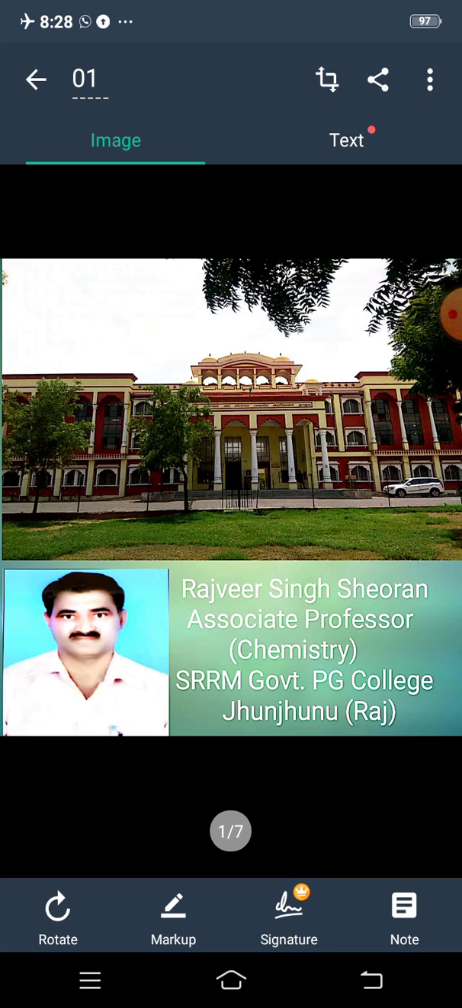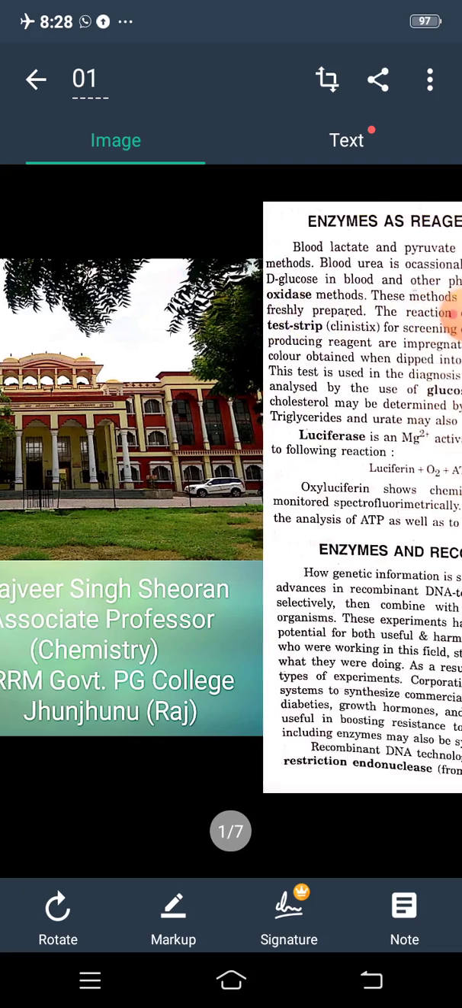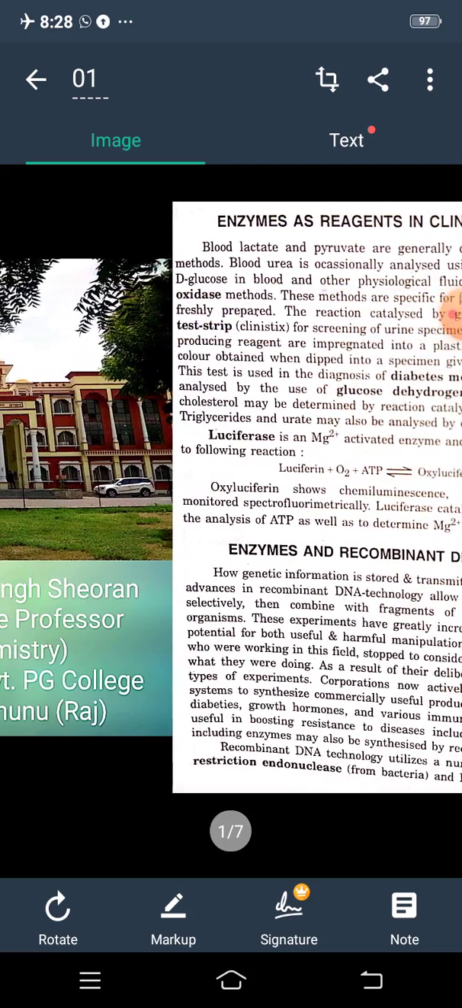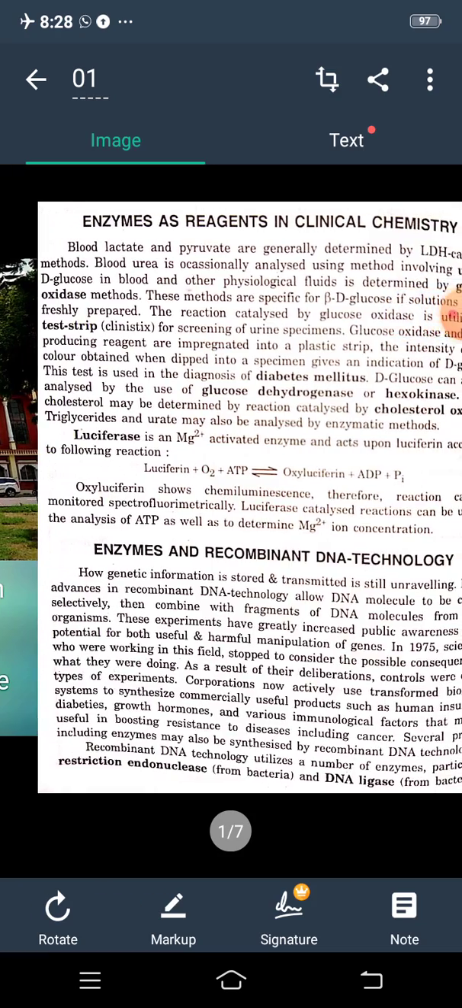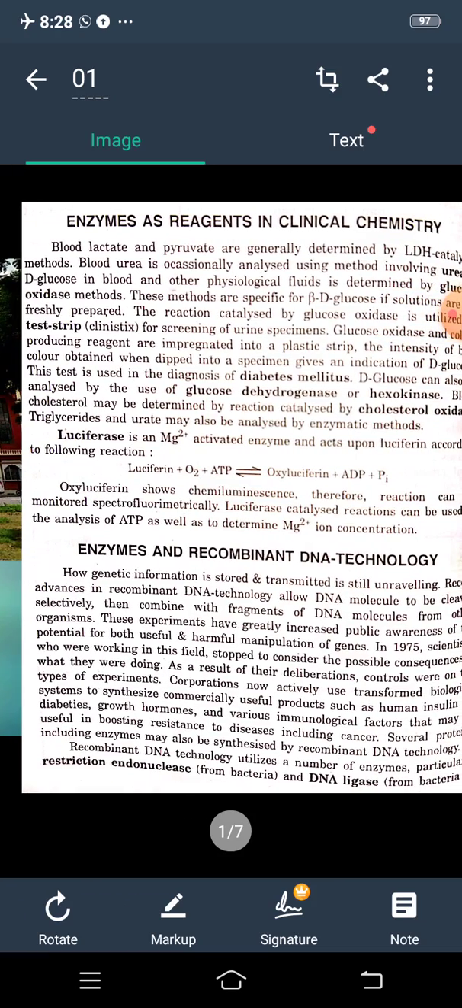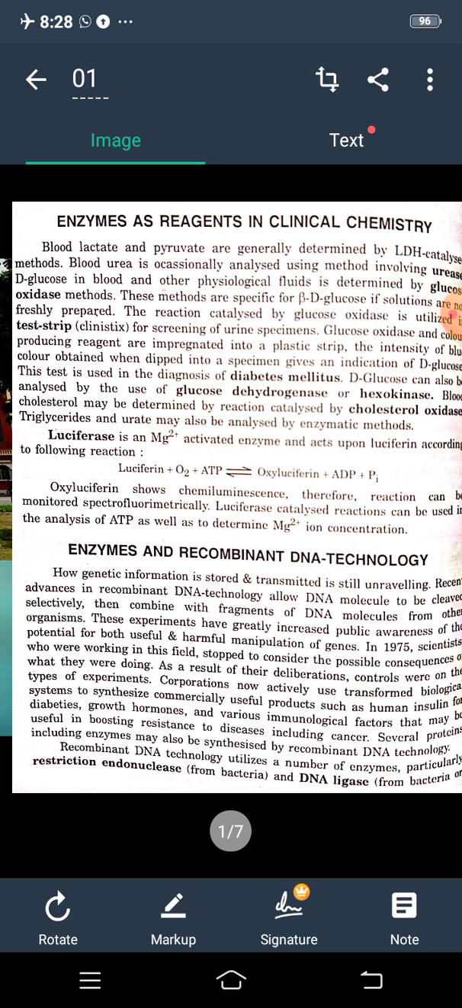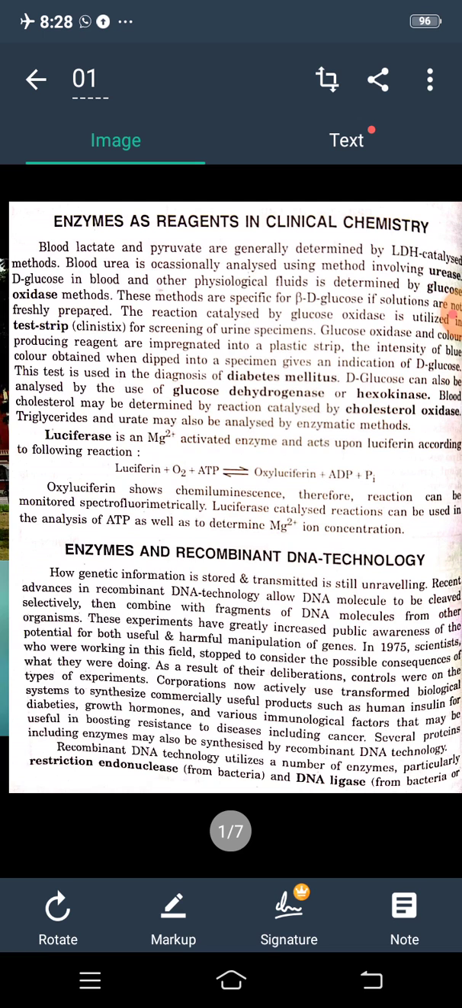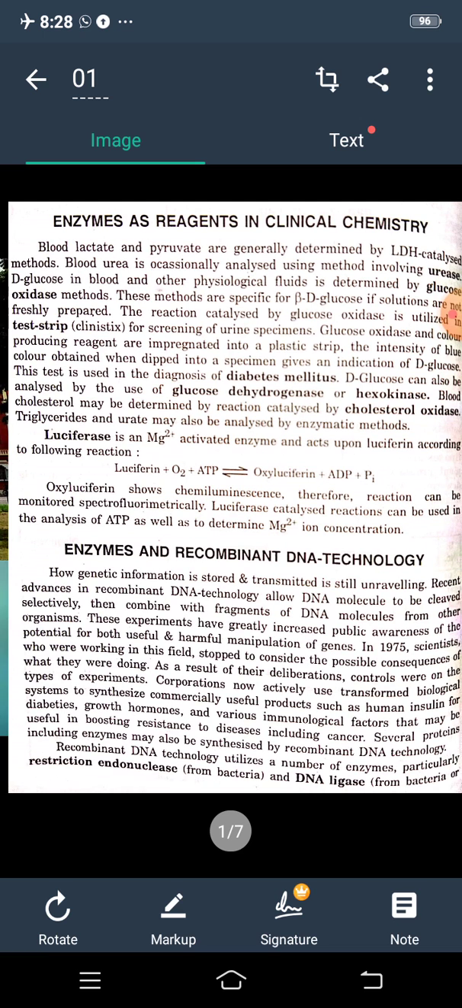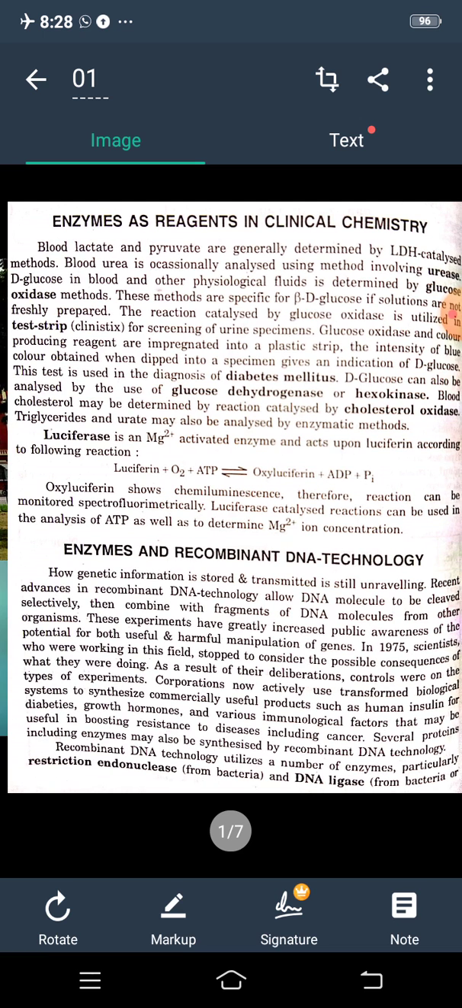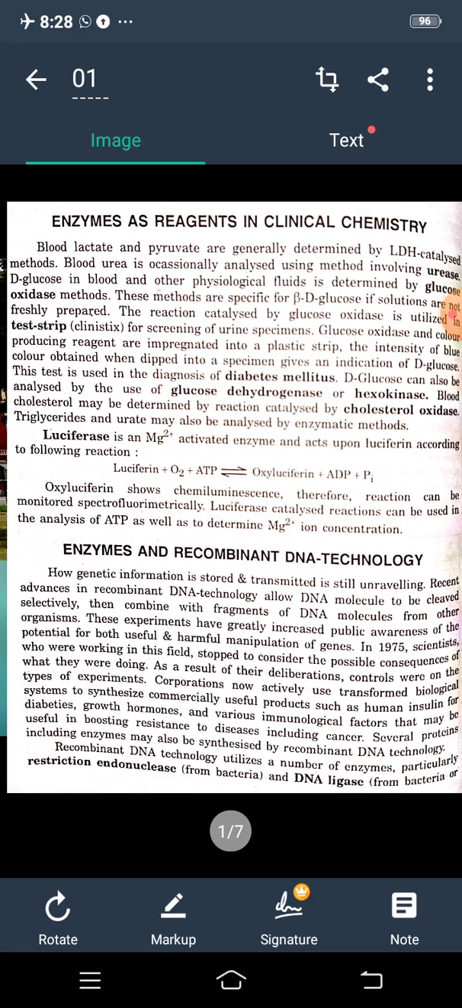पिछले वीडियो लेक्चर में हमने एंजाइम्स की एप्लीकेशंस डिस्कस की थी. Today we will continue the same unit and the same topic, enzymes as reagents in clinical chemistry. So means how enzymes play a role in clinical chemistry. Today we will discuss this thing.